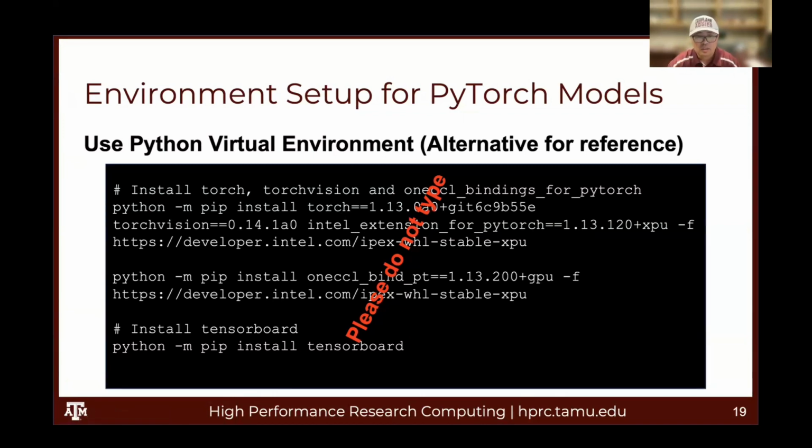And when you want to do distributed training, you will also need to install another library called oneCCL, the Intel oneAPI Collective Communication Library bindings for PyTorch. Also, you need to find a version that matches the other packages. These are all available on the Intel website, and you can find the matching versions of the different packages. So if you want to try the Python virtual environment, you can, but today we don't have time to work on these.